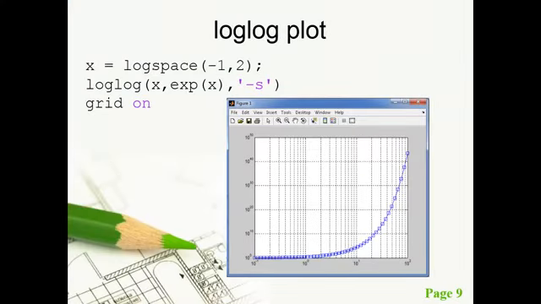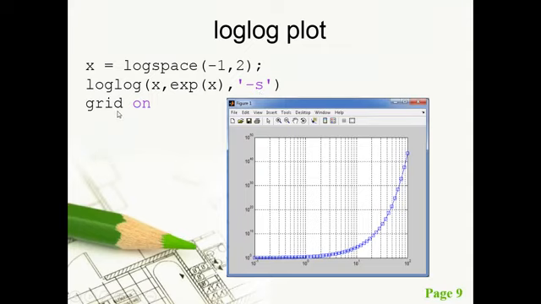Moving on to the next slide, this is the log plot. X is logspace minus 1 to 2, which indicates the values of the x axis moving from 10 raised to minus 1 to 10 raised to 2. Logspace means values from 10 raised to minus 1 to 10 raised to 2. Next, to plot the graph values, use the function loglog x comma exponential of x comma, then the line type, dash type, and the marker is square type. So we write s here.